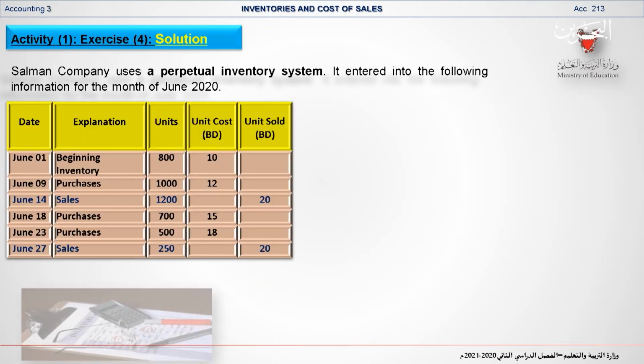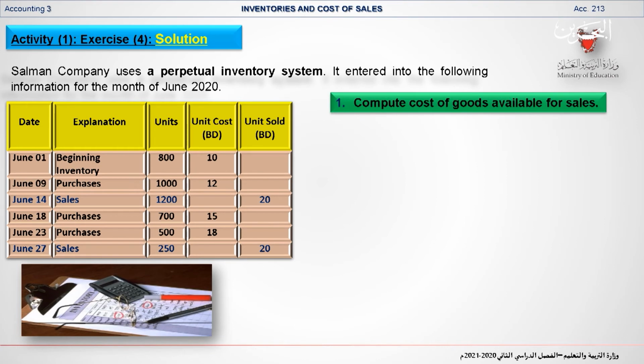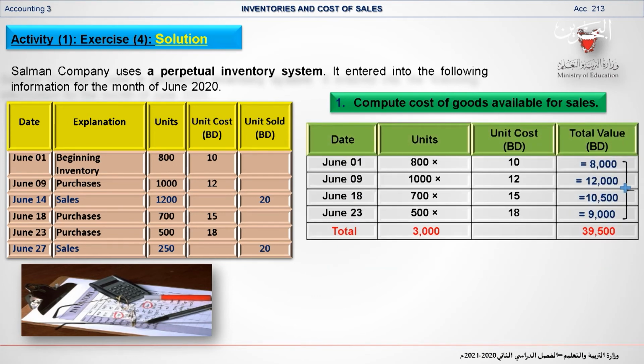The first requirement is to calculate the cost of goods available for sale. And we mean by that to calculate the cost of beginning inventory plus the cost of all inventory purchases. Dear students, be careful here. Don't include the units sold on 14th and 27th of June. So, you need to multiply the inventory units by the unit cost in each date as shown in the table. And the total value for cost of goods available for sale is 39,500 BD.